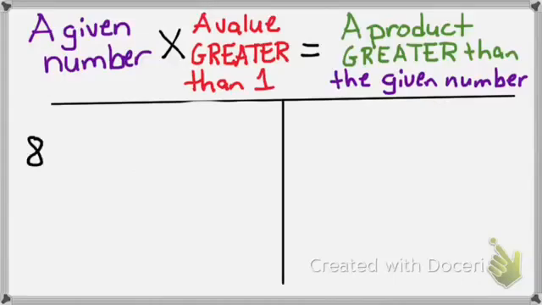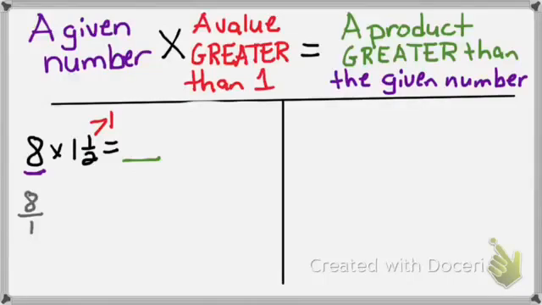Let's take a look at this example. The given number is 8. It will be multiplied by 1 1/2. Underline the given number in purple since it's my given number. 1 1/2 is greater than 1. Given number times a value greater than 1 should give me a product that's greater than my given number. So my product or my answer should be larger than 8. Let's solve this and see if that works out true.